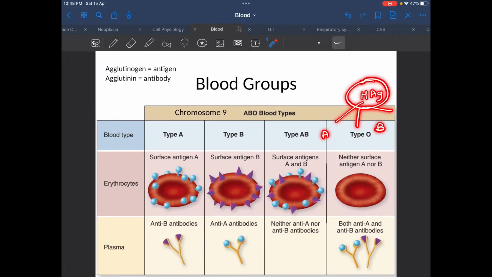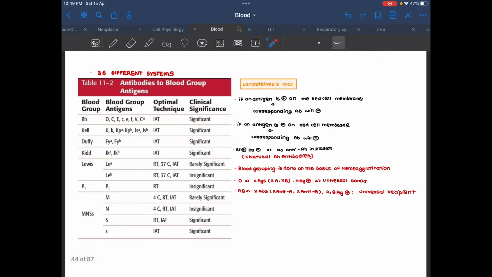So H antigen, however, is present. There is no A antigen, there is no B antigen. Are we going to see antibodies? Definitely we're going to see both anti-A and anti-B antibodies. And that's the reason why AB, because it does not have any antibodies, is going to be a recipient. And because type O does not have any antigens, it's going to be a donor, universal donor. Okay?